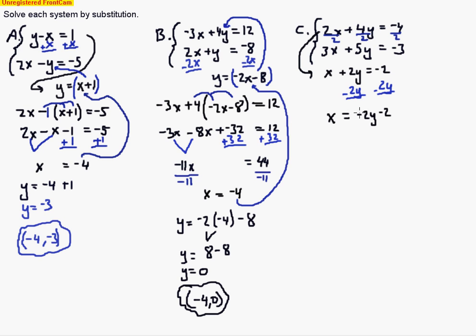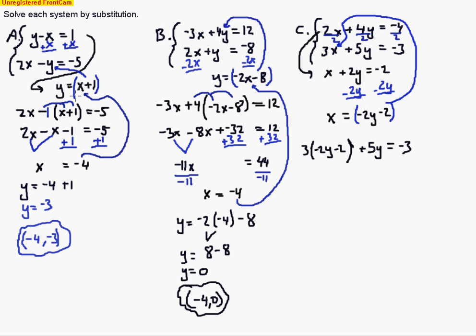So we can go ahead and take that value of x, that negative 2y minus 2, and substitute it into the equation. Actually, into the equation we haven't modified yet. So it would be this bottom equation, the second equation. And so we'll go ahead and rewrite that second equation, that 3x. But in place of x, what are we putting? Negative 2y minus 2. So we put that expression in for x. And then plus 5 times y. And this all equals negative 3.